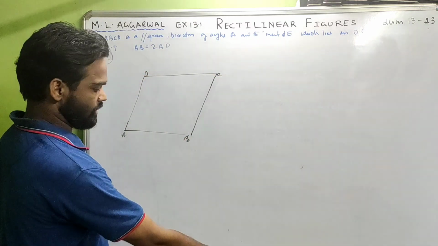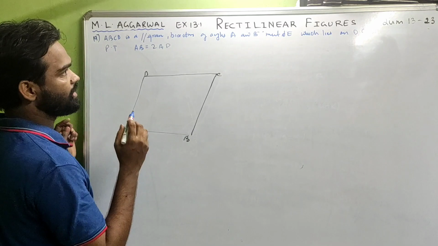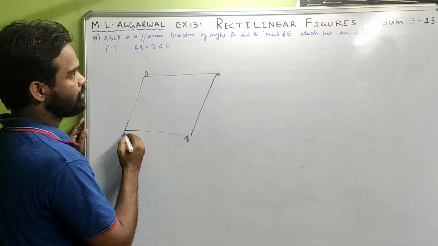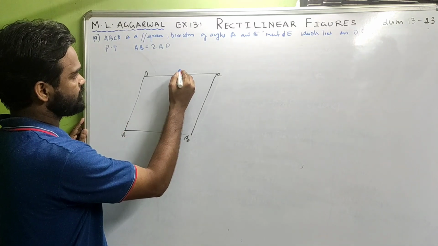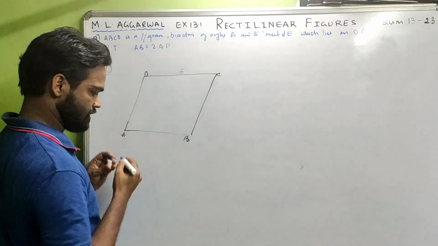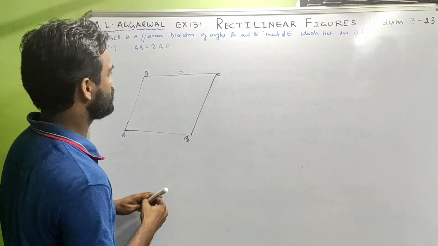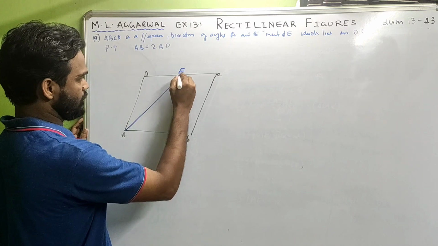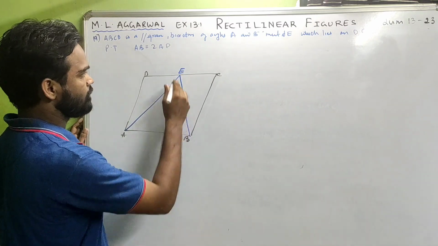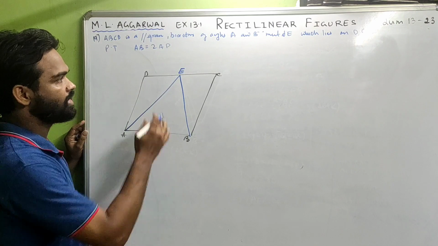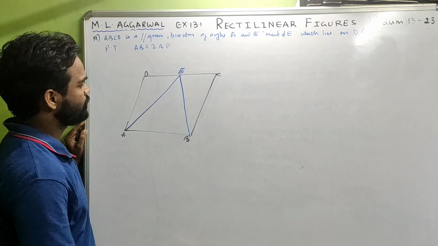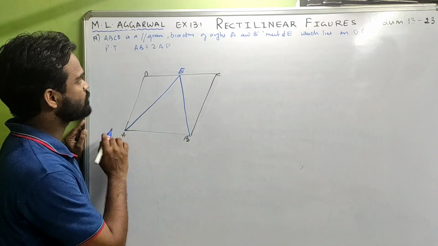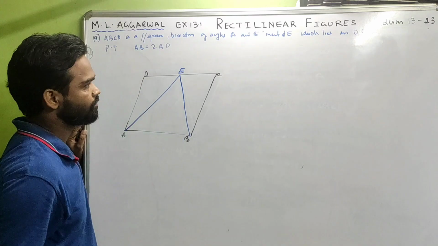Bisector of angle A and angle B meets at E, which lies on DC. So this is your point E. Bisector of angle A and angle B meet at E, which lies on DC. Prove that AB is twice of AD. In the previous sum it was given. Very easy.